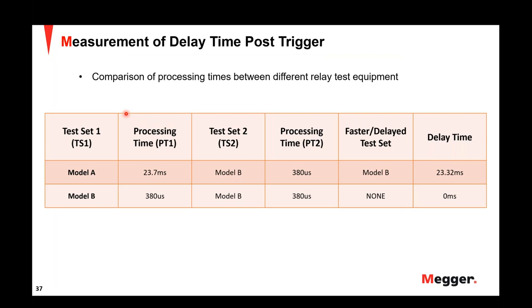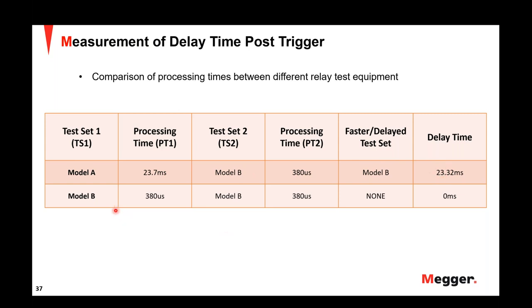Here is a comparison table of processing times between different relay test equipments, with some real-time information. We have a model A test equipment with a 23.7 millisecond processing time in this table, and another model with 380 microseconds. Just for the purpose of comparison, we chose different models, and you see the difference. One is in milliseconds and the other in microseconds. Obviously model B is faster, which means model B is supposed to be delayed so that you can synchronize these two equipments, right? And it's supposed to be delayed by this amount of time, 23.32 milliseconds.